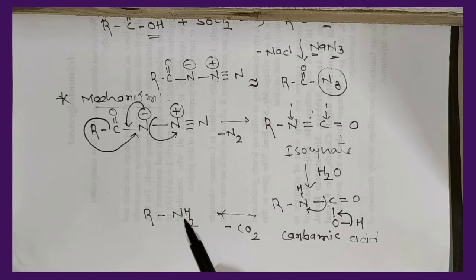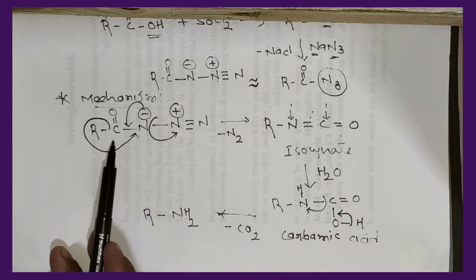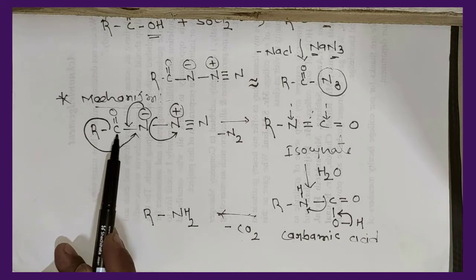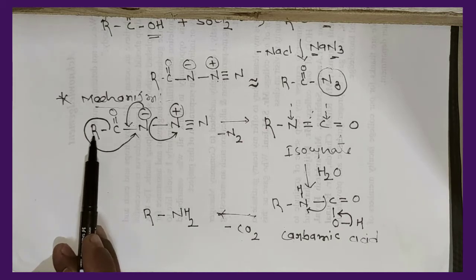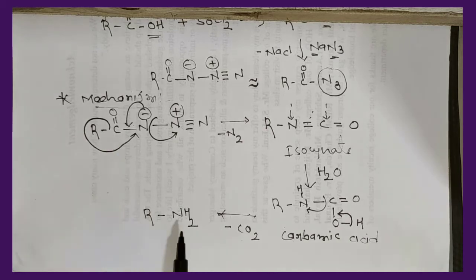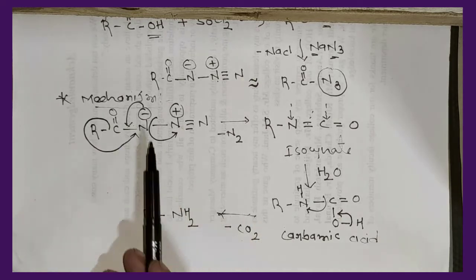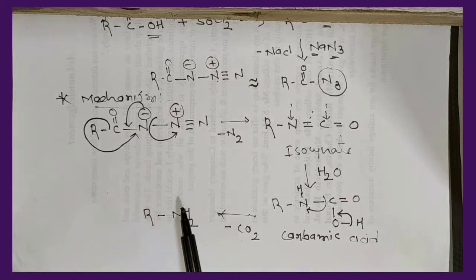So here we can see that our starting material carries one carbon. If we do not consider the R, then it is one carbon containing. Here this carbon is removed as a CO2 molecule. So one carbon atom is less than the starting material.